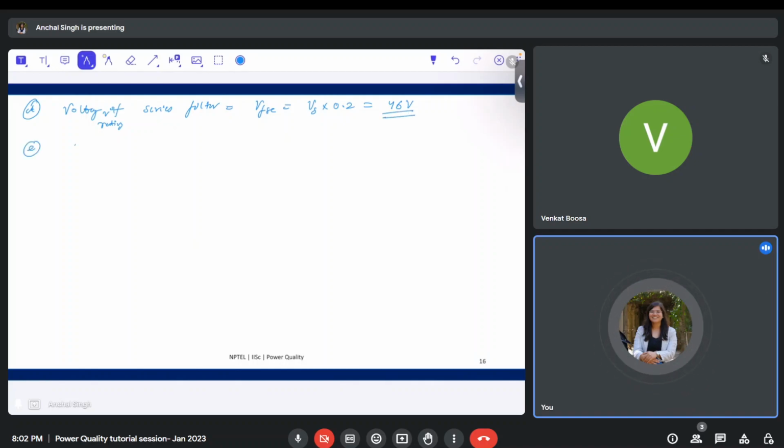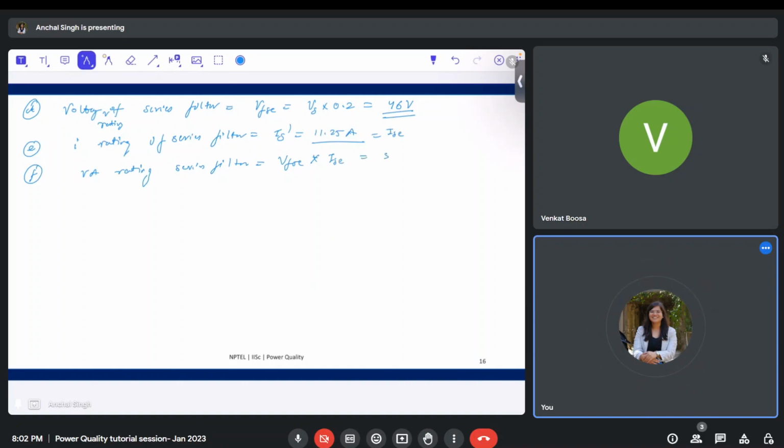And we know the current rating of the series filter is equal to Is dash, which is equal to 11.25 amperes. So from this, the volt ampere rating of the series filter is equal to VFSE into ISC. This quantity will come out to be 517.5 volt amperes. So this was pretty simple, right? The only change in this was the voltage deviations. So how to take care of the voltage fluctuation that came into picture? Let us move on to the next problem.